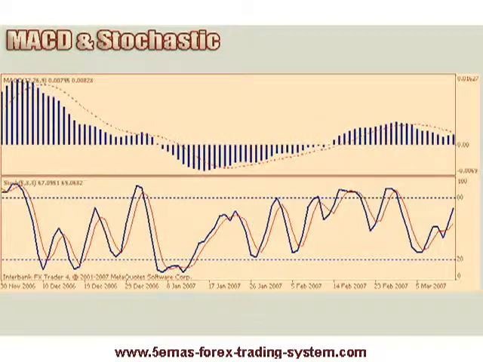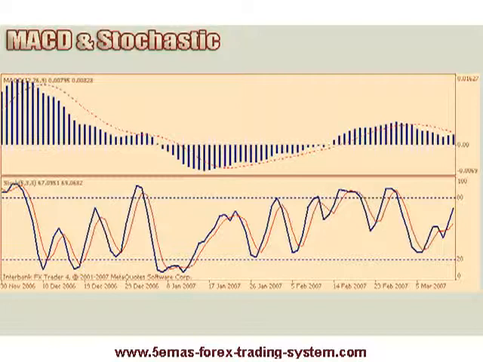Here we have examples of the MACD and stochastic indicators. The MACD indicator at the top of the screen consists of 2 elements: a slow-moving average represented by the dotted line and a fast-moving average represented by the histogram bars. The stochastic indicator at the bottom of the screen also consists of 2 elements: a slow line, shown here in blue, and a signal line, shown in red.